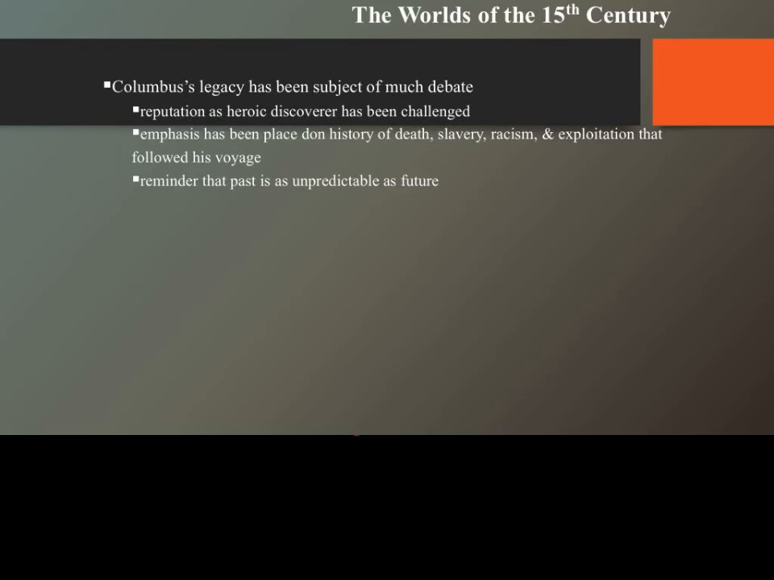Columbus's legacy has been the subject of much debate. His reputation as a heroic discoverer has been challenged. There's been an emphasis placed on the history of death and slavery, racism, and even exploitation that followed from his voyage. And this is a reminder that the past can be as unpredictable as the future.